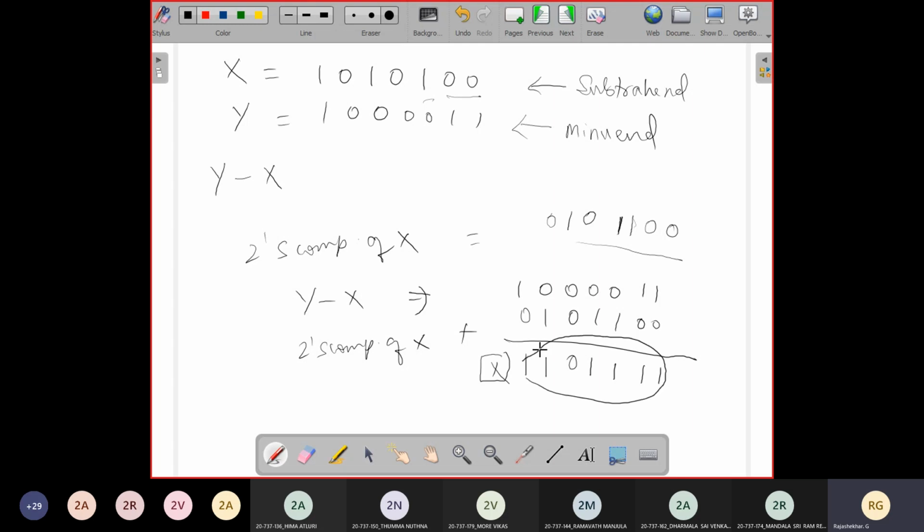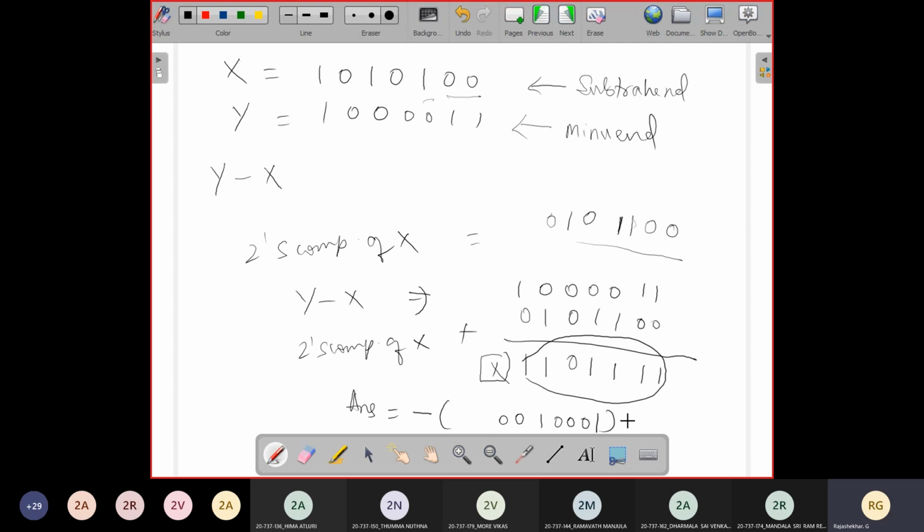So whenever there is no carry generated, the correct answer will be the negative of the 2's complement of the result which you got. So the 2's complement of this number will be: the least significant one will remain as it is, and the remaining bits you have to interchange. So the actual answer will be 0, 0, 0, 1, 0, 0. This will be the actual answer: negative of 0, 0, 1 followed by 0, 0, 1.